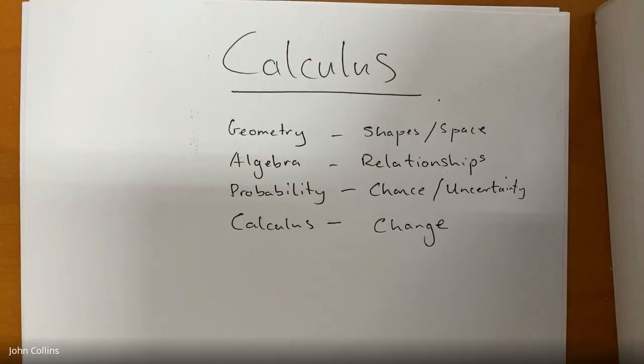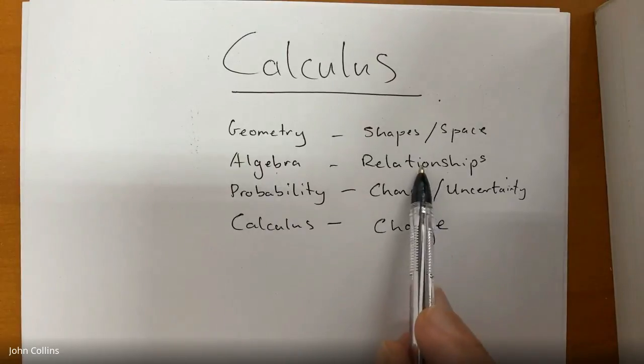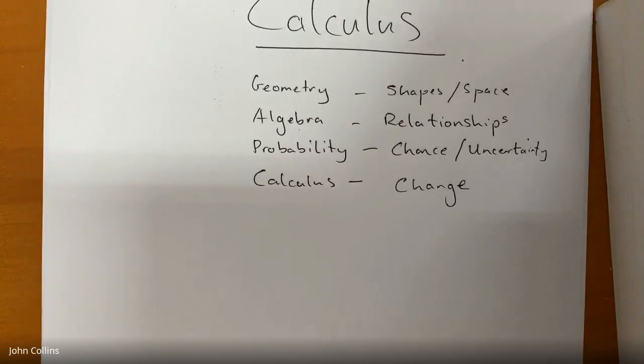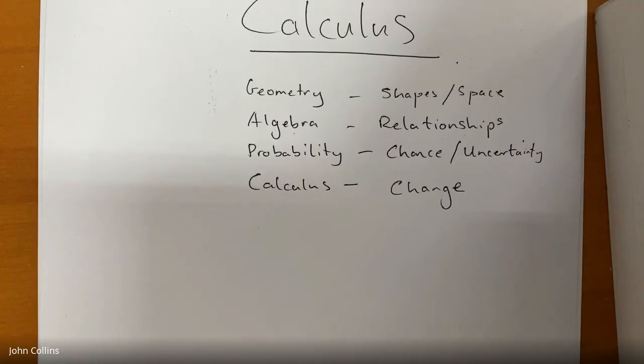So it's the maths of all things that change, that are not a constant relationship. In algebra, they're kind of constant relationships. Calculus is stuff that changes, things that maybe accelerate, for example. So it's the maths of all things that change. The proper name for calculus is actually infinitesimal calculus, but we don't use that. We just shorten it down to calculus.